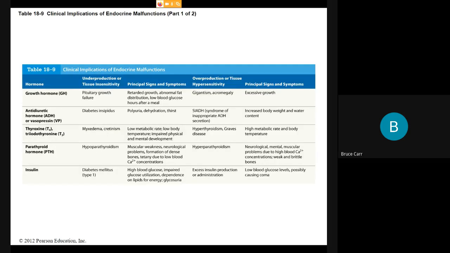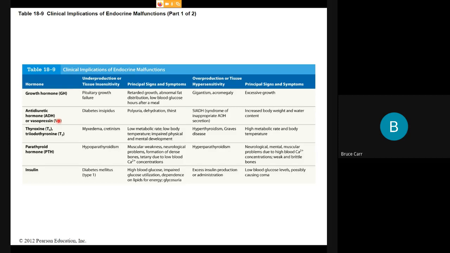Endocrine malfunctions. We do find that if we are low on certain hormones, it produces certain dramatic effects. Some of these are very dramatic. Growth hormone: underproduction or tissue insensitivity from pituitary failing to grow. Principal signs are slow growth, very little fat distribution, low blood glucose hours after a meal, and so forth. Overproduction of growth hormone produces a giant, and acromegaly. Principal signs and symptoms of this are excessive growth.